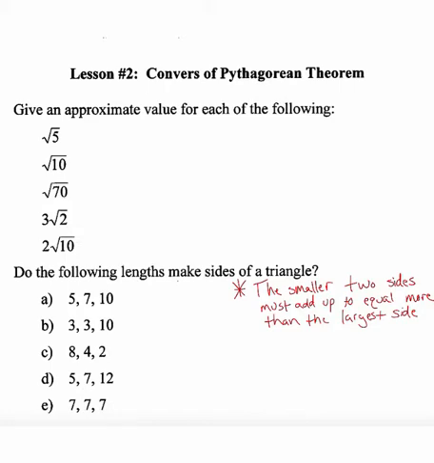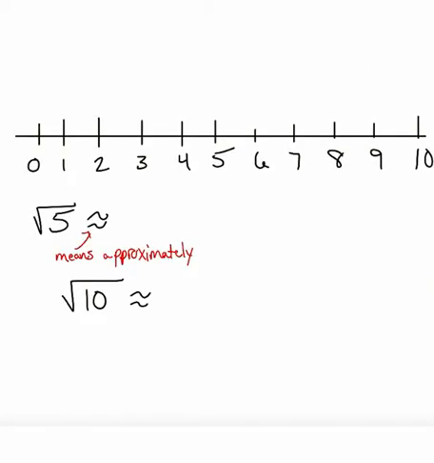When we say approximate, we usually use this symbol, which means approximate value. So it's not exactly that. The exact value is root 5 or root 10 or 3 root 2 as I have them written. But we're going to approximate. Is root 5 about 2.3, 2.4? We're going to try and guess. And I'm going to show you how to do that.